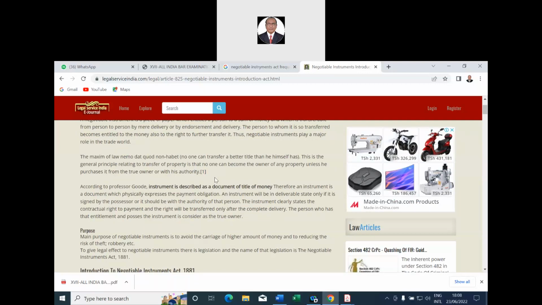Where can this maxim be applicable? Number 1, Transfer of Property Act. Number 2, Negotiable Instruments Act. Transfer of property, sale of goods. Even the Sale of Goods Act also. Yes. Even in tort law also we can apply it. No one can enrich himself at the cost of others.